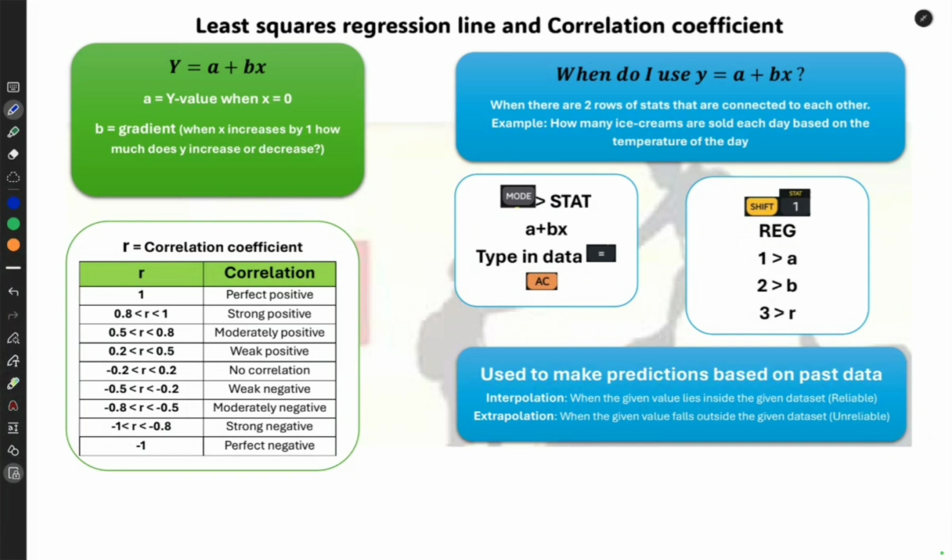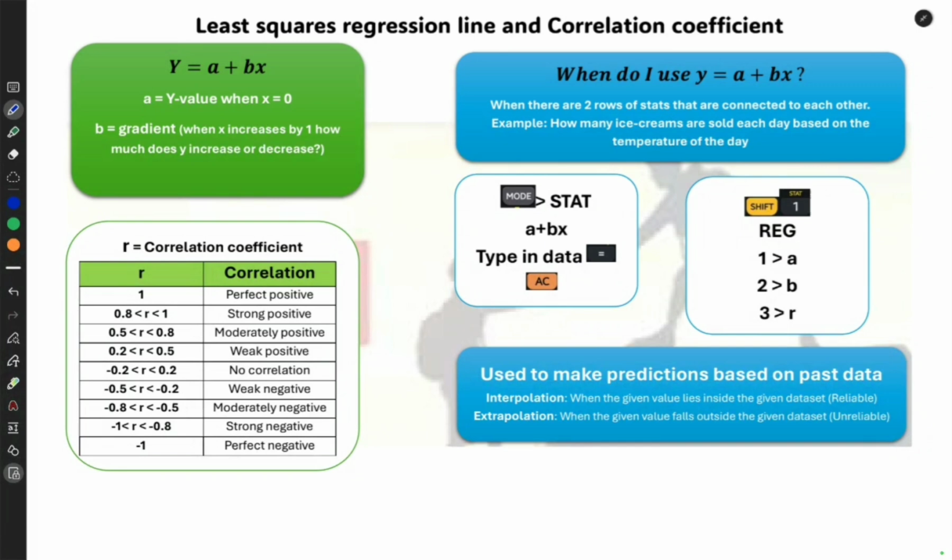What does the A stand for? The A represents the y value when x is 0. So if you think of straight lines, y equals mx plus c, that A value is like the y-intercept. B represents the gradient, or in terms of stats, it says if x increases by 1, what happens to y?